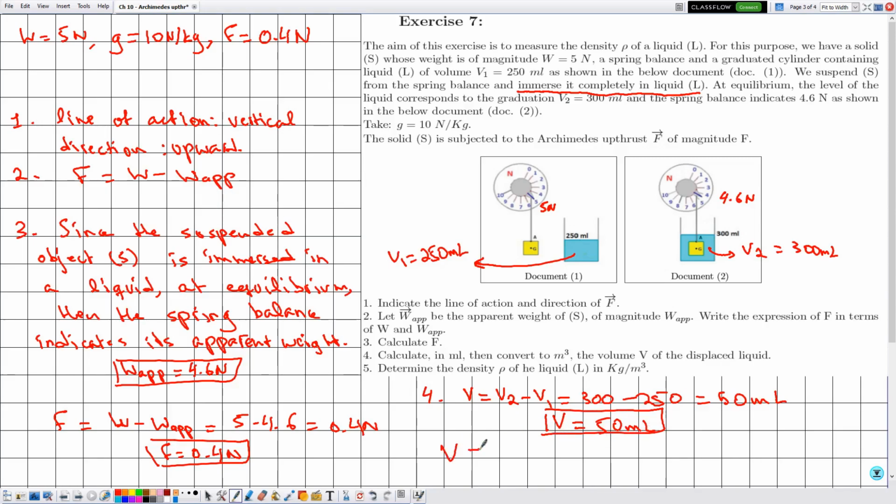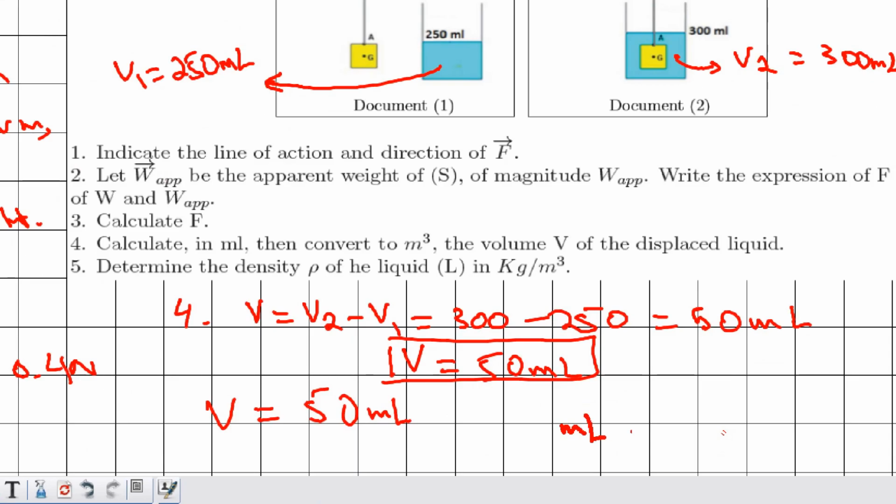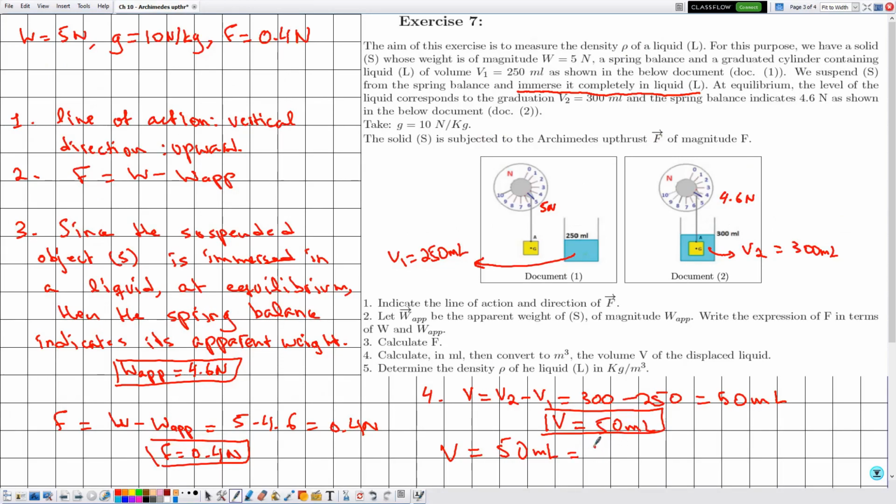Now V, which is 50 milliliters, in order to convert from milliliters to meter cube, we simply multiply by 10 to the power minus 6. Then 50 times 10 to the power minus 6 is 5 times 10 to the power minus 5 meter cube. Then the volume V of the displaced liquid is 5 times 10 to the power minus 5 meter cube.